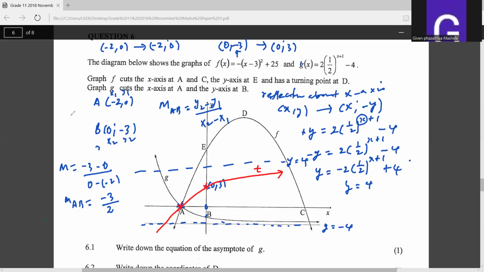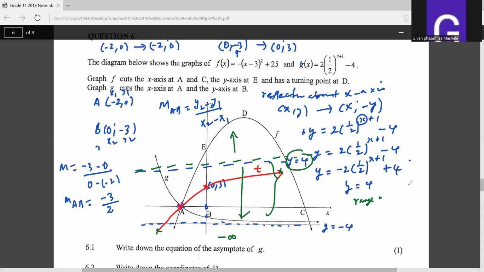And to determine the range of T, remember in terms of range, when we're dealing with exponential, we look at the asymptote. So you see that the graph does not exist for anything above 4. So the graph exists when it is anything below 4. I'm referring to this function. So it means the range of this graph ranges from anything below 4.